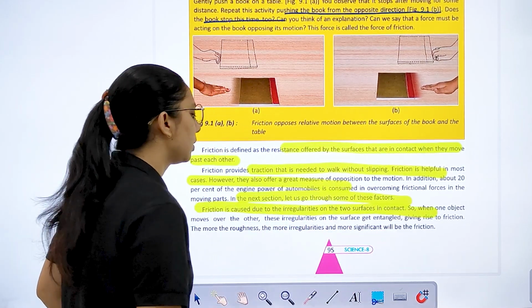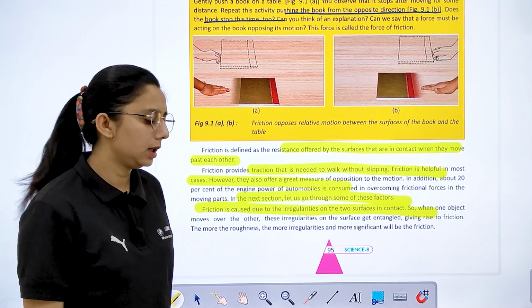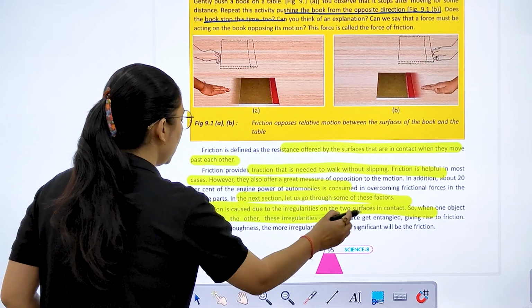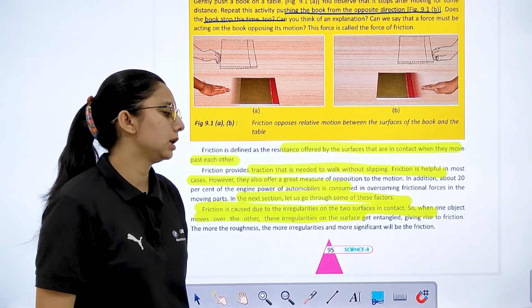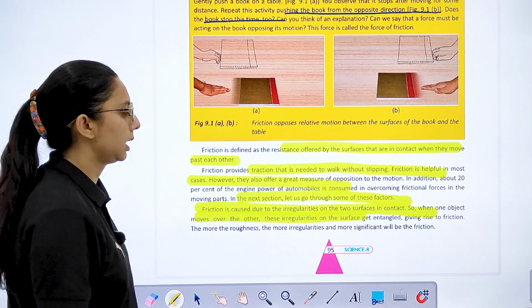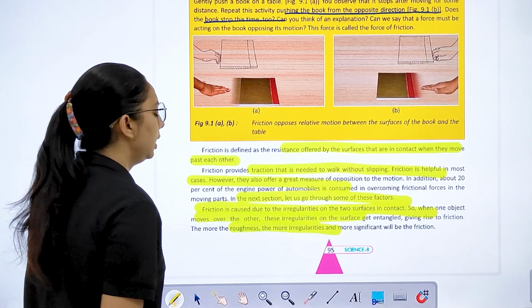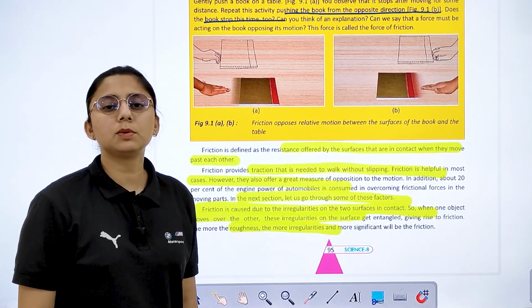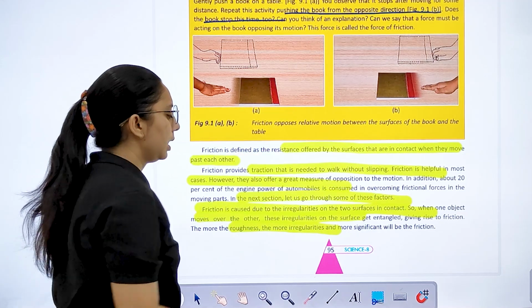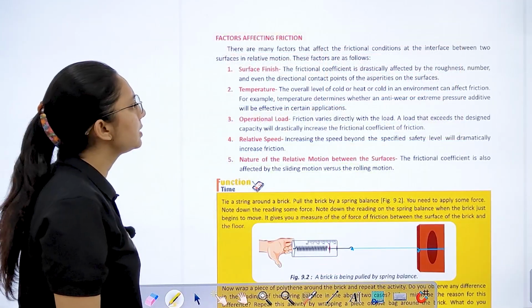It is caused due to irregularities of the two surfaces in contact. Right? When one object moves, these irregularities of the surface get entangled, and it gives rise to friction. And the more the roughness, the more the irregularities. Right? Now, factors affecting friction.